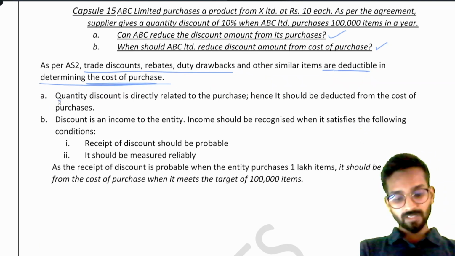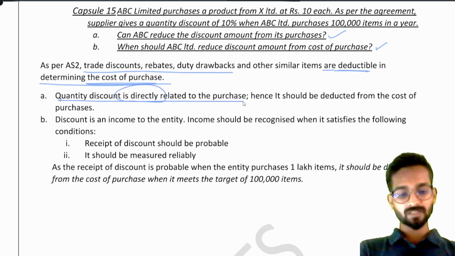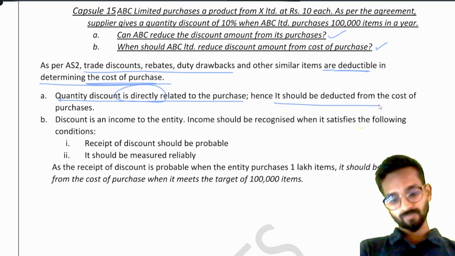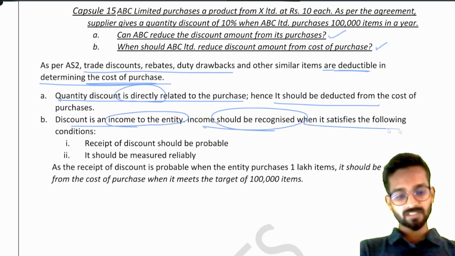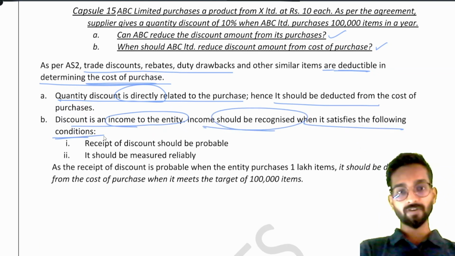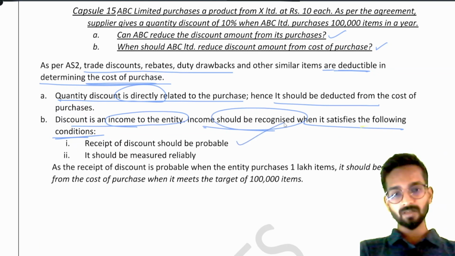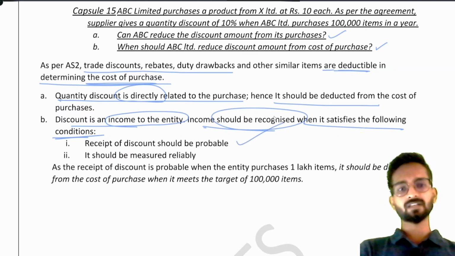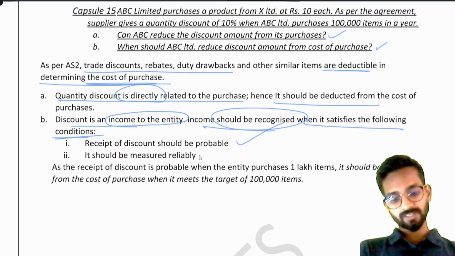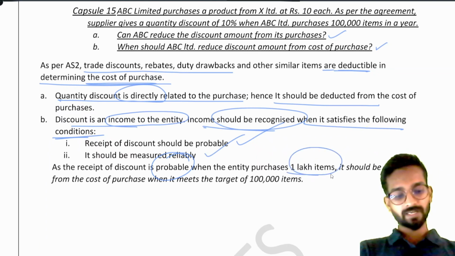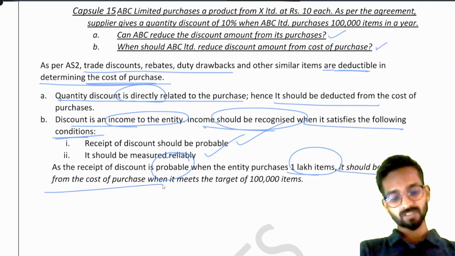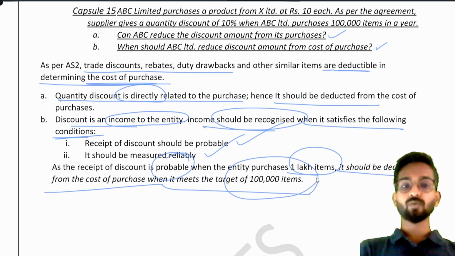Now, quantity discount is directly related to the purchase, hence it should be deducted from the cost of purchase. Second, discount is an income to the entity. Income should be recognized when it satisfies the following condition. When receipt of discount is probable, कि भाई हमें पक्का भरोसा है, we trust that we will get the discount. Second, it should be measured reliably. As the receipt of discount is probable when the entity purchases 1 lakh item, it should be deducted from cost of purchase when it meets the target of 1 lakh item.